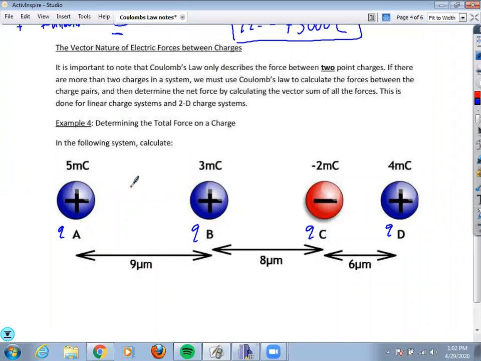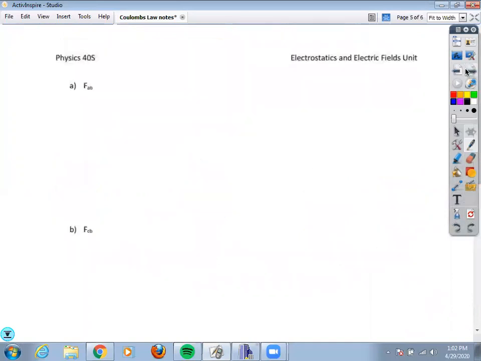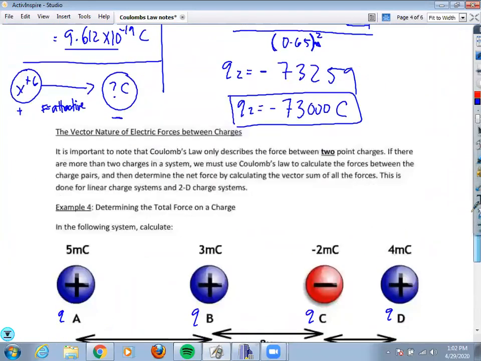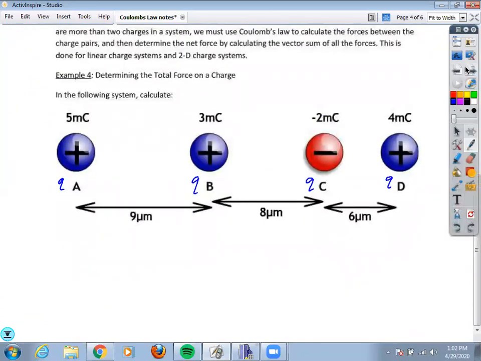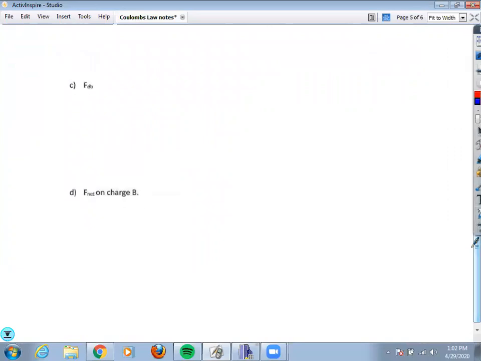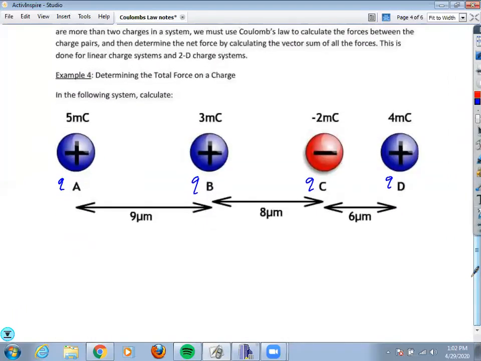In this case, we're going to calculate the total force acting on charge B. Okay, so we're going to calculate the total force on charge B. Alrighty, so if we look here, charge B is right there.